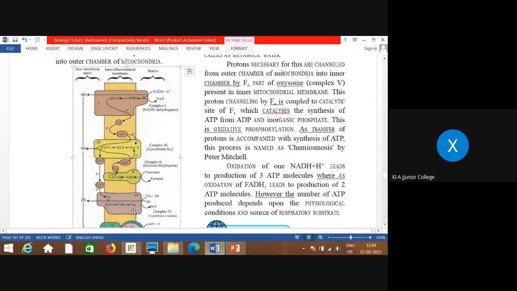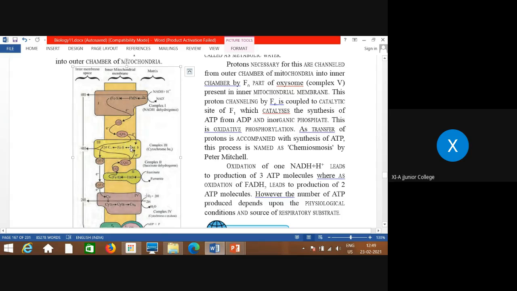Then at the end, from this complex, the electrons are carried to molecular oxygen, and this oxygen accepts the electrons. Oxygen is the last one which accepts the electrons. This is where the reaction ends, and it is called terminal oxidation. And this oxygen, by accepting electrons, becomes negatively charged, and during that process the hydrogen ions, that means protons, are released at the same time as these electrons are carried.